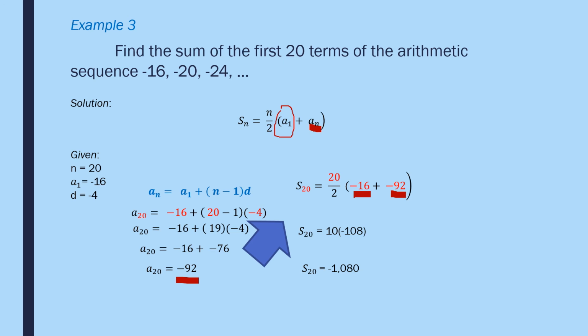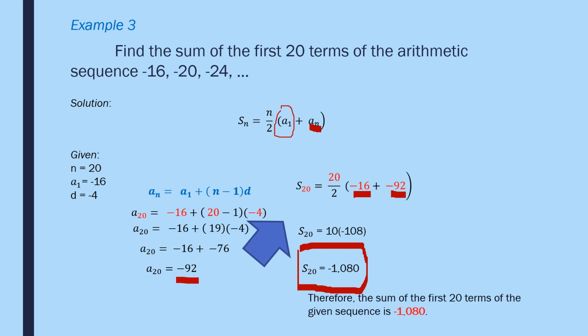So therefore, that negative 1080 will be the sum of the first 20 terms of the sequence. Okay? So what is our conclusion? Therefore, the sum of the first 20 terms of the given sequence is negative 1080. Okay? I hope you learned from this video. Okay? Thank you very much.